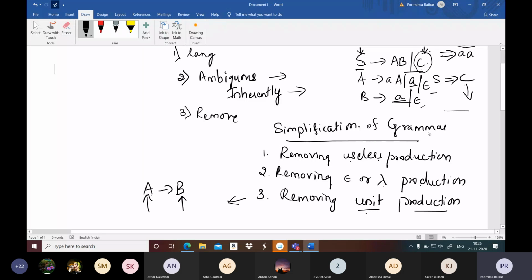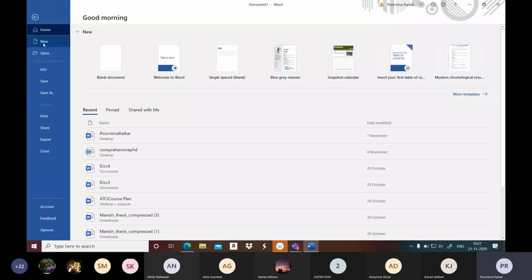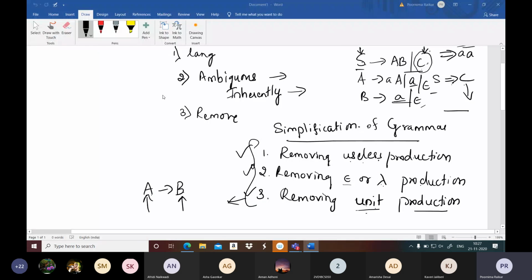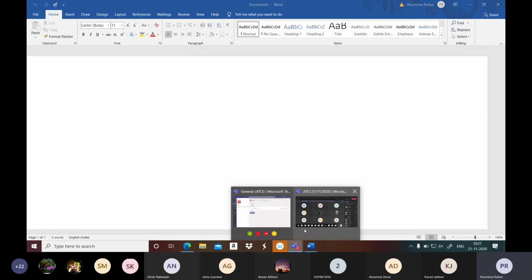So simplification of grammar has three forms. One is removing useless production, second one is removing lambda production, and third one is removing unit production. Now we will see one by one how to eliminate these. I think it is now clear which grammar rule I say has useless, epsilon production or unit production. Given a grammar, I have to see whether the rules are useful or not useful.